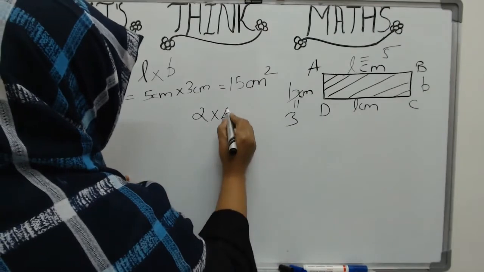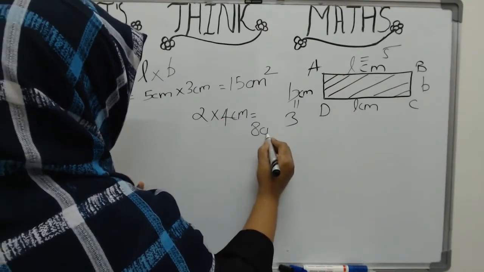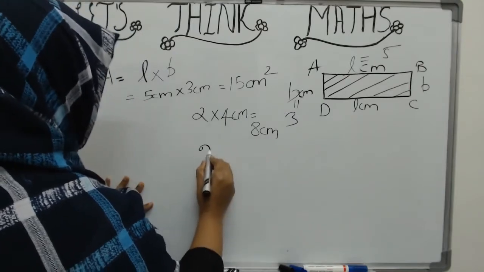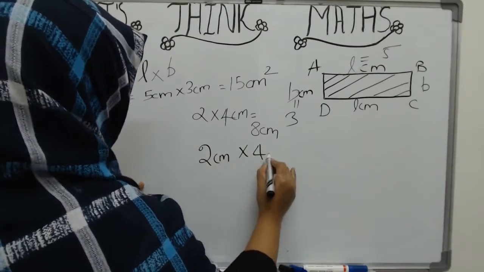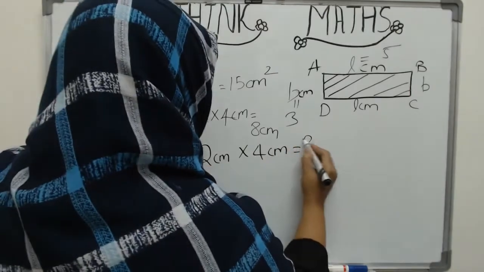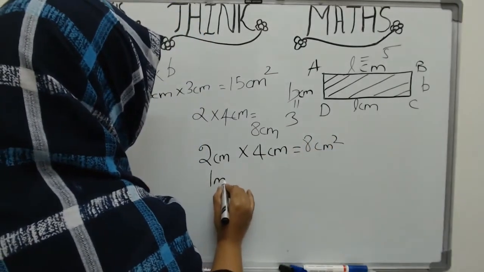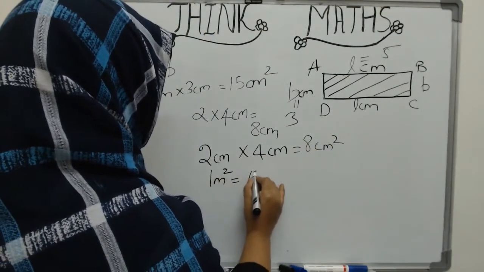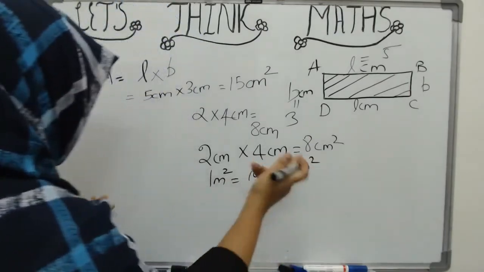If you multiply 2 into 4 centimeter, the answer will be 8 centimeter. But if you multiply 2 centimeter into 4 centimeter, the answer will be 8 centimeter square. That is why 1 meter square is actually 10,000 centimeter square. How did we get that?